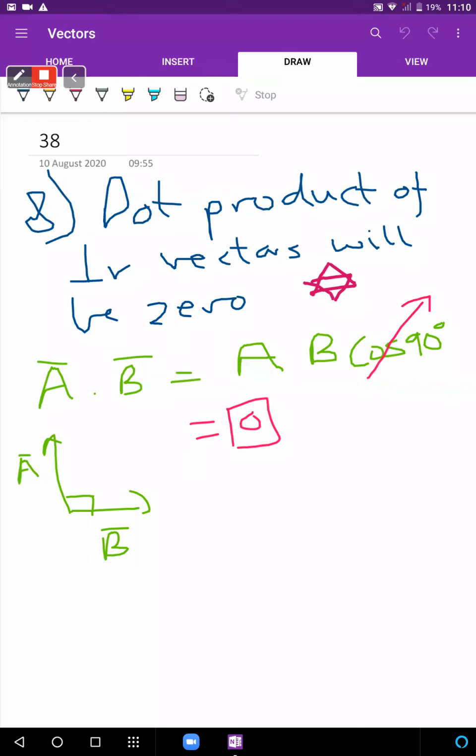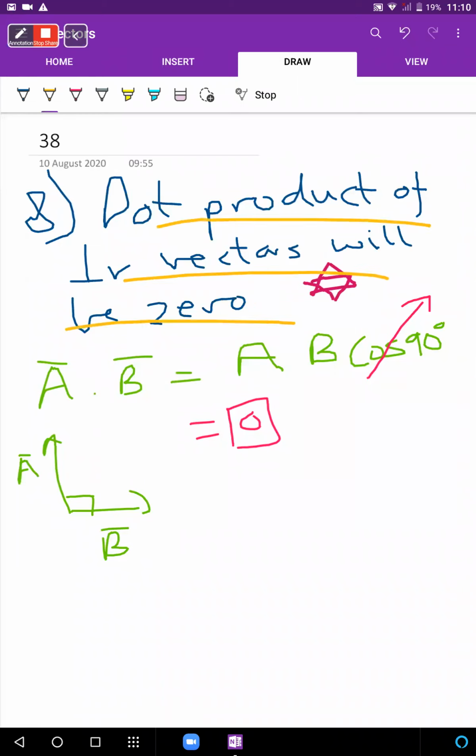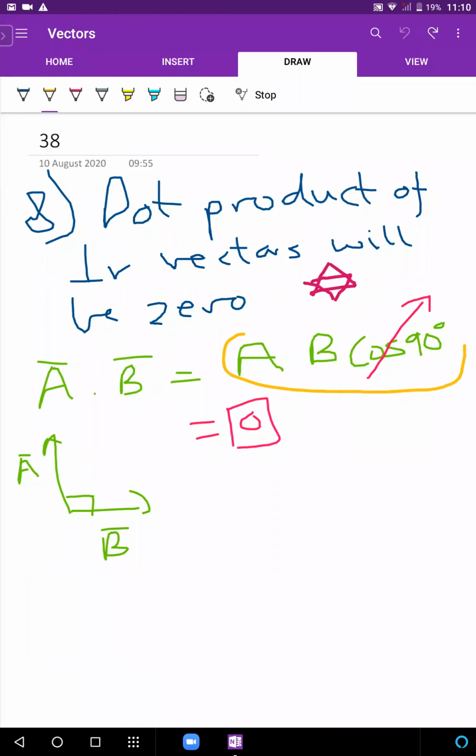Dot product between two perpendicular vectors will be 0. Dot product of two perpendicular vectors will be 0. A dot B in that case will be AB cos 90. Everyone knows cos 90 is 0. So dot product of two perpendicular vectors is 0. That's it. Remember that point.